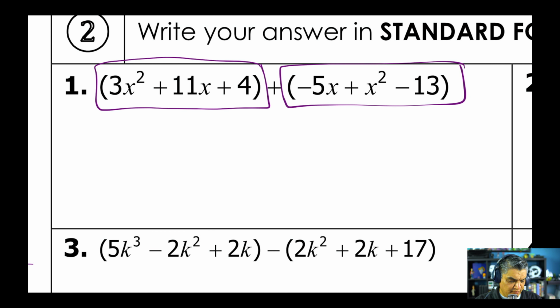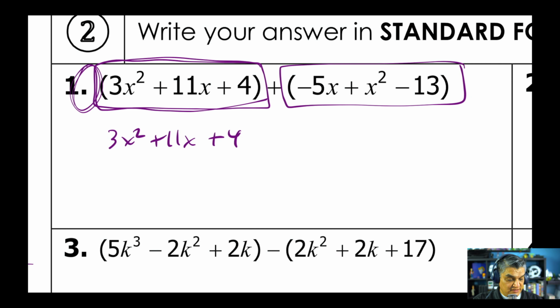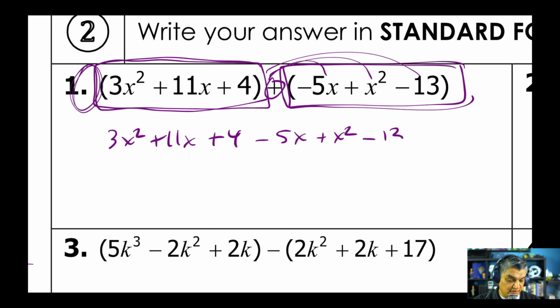But when we're doing math, when we actually put it down, we don't need the parentheses, so we can try to get rid of them. So if I look at the first polynomial, there's nothing in front of the parentheses, so I can just get rid of them. And then the second polynomial, there's a plus in front of it. So if I distribute a plus, it doesn't make sense because everything just stays the same. So plus negative 5x would just be minus 5x. Plus x squared would just be plus x squared. And plus negative 13 will be minus 13.